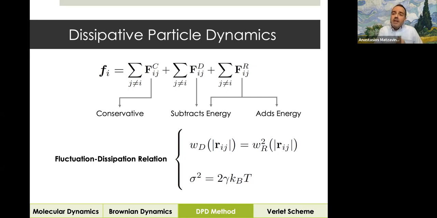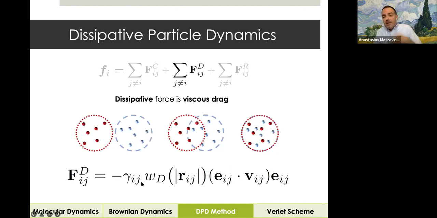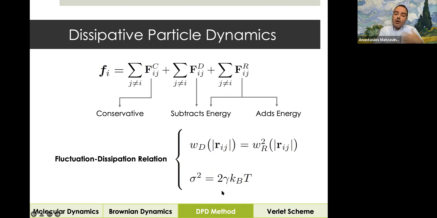So these have to be balanced somehow, and they are balanced by a fluctuation-dissipation relation that comes from statistical mechanics. So sigma and gamma are the coefficients for dissipation and fluctuations. Sigma is the coefficient for the random forces, and gamma is the coefficient for dissipation. This introduces a notion of temperature to the system when you do the numerics, right? So you impose that sigma squared is equal to twice gamma times Boltzmann's constant times the temperature.